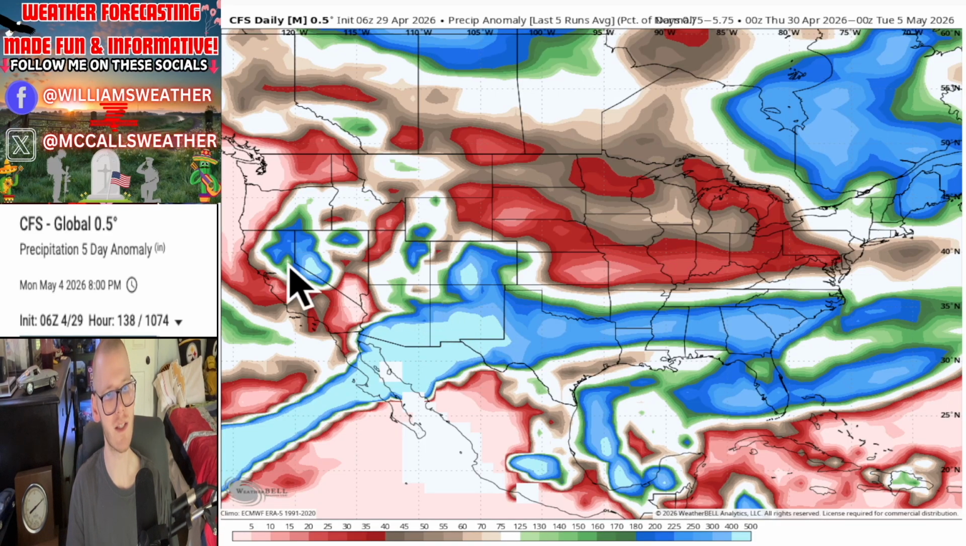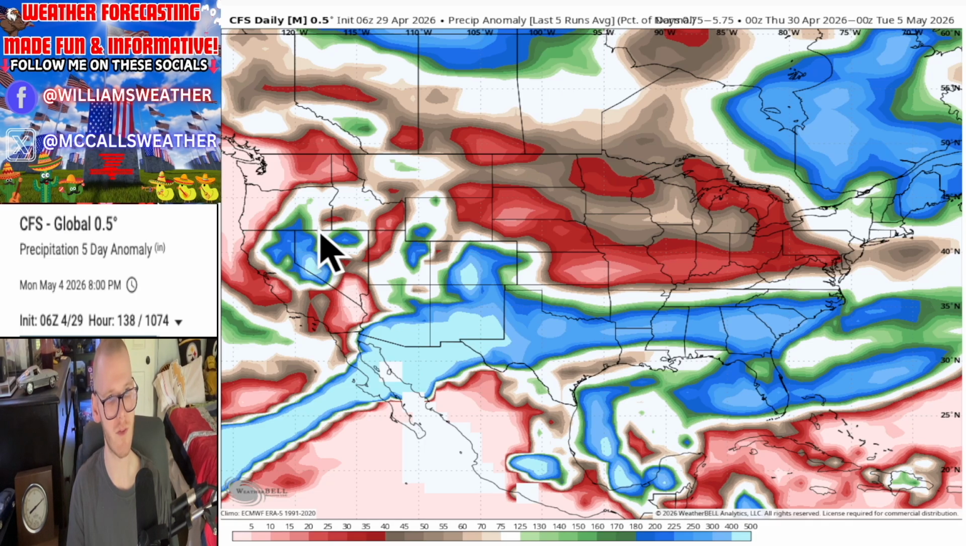The only difference between the CFSv2 and the rest of the models is that there's going to be some above average precipitation here out by Nevada and over here in Northern California. And also the Northeast is going to be above average as well, but it's looking like the rest of the country is going to start off pretty dry though.